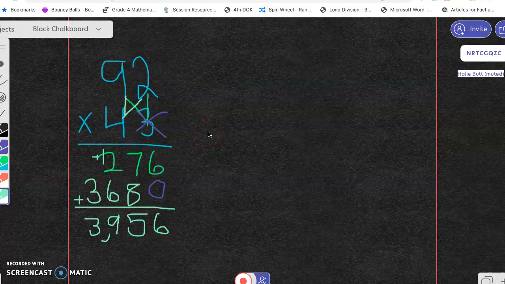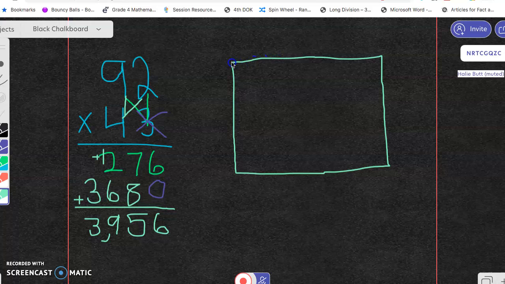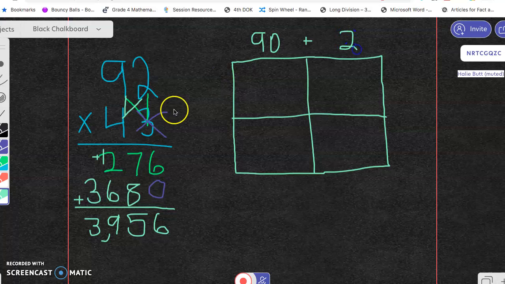Now I'm going to show you how to do the area model. I'm going to break my numbers apart using the square. I have 2 numbers and 2 numbers, so I need 4 boxes total. Then we're going to decompose them using expanded form. So 92 is 90 in the tens, and we put, remember we did those plus signs, and a 2.